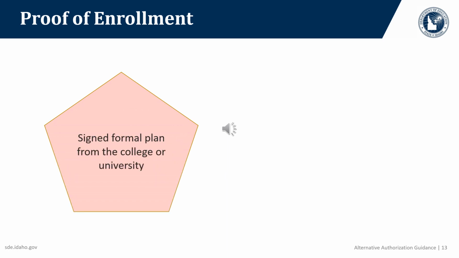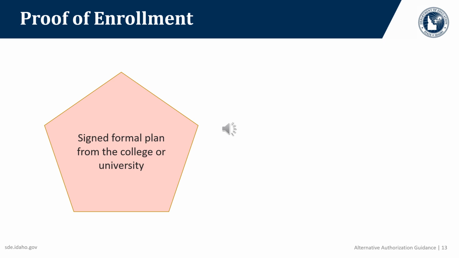What is proof of enrollment? If the candidate is enrolled in a traditional program, the signed formal plan should indicate the endorsement the candidate is working towards, the time frame of student teaching, and the coursework to be finished before the college or university will issue an institutional recommendation or recommend the candidate to receive certification in the state their program is located.